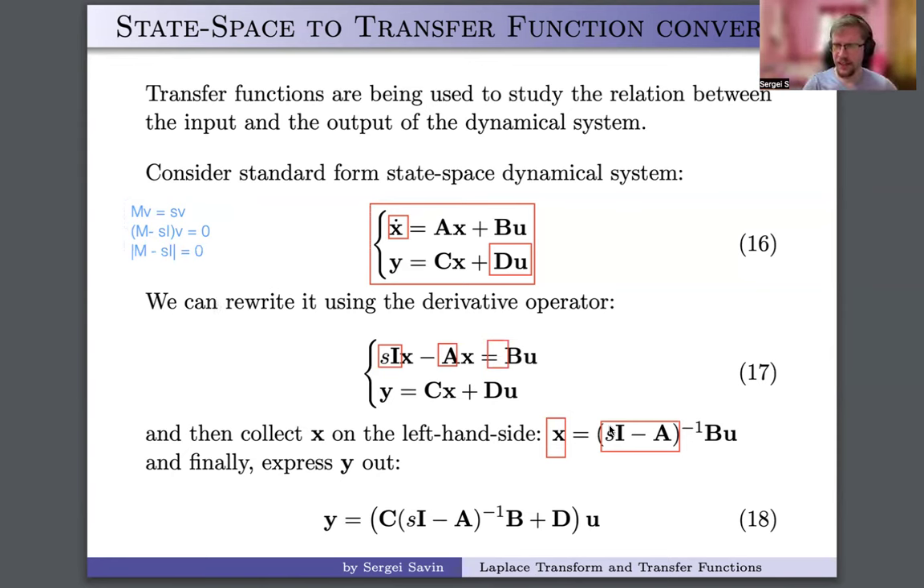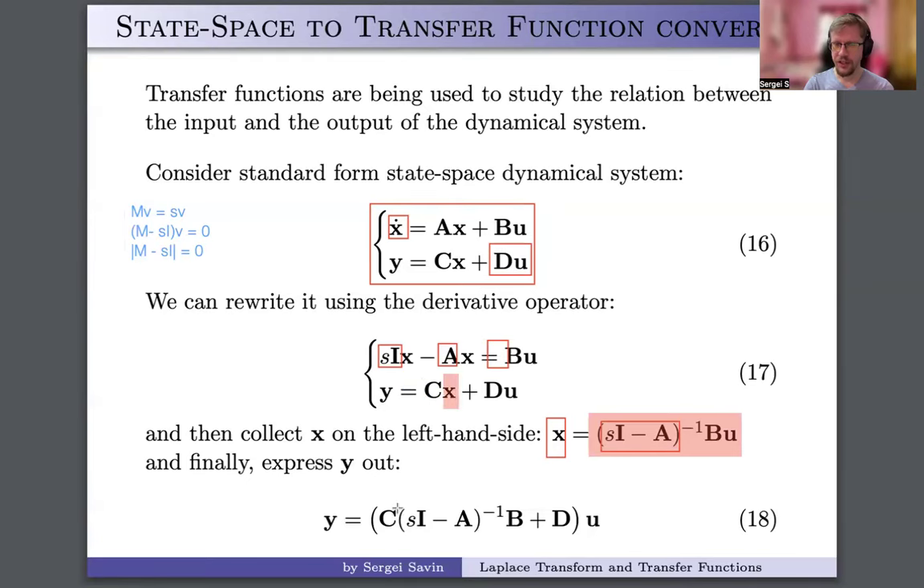So unless s is an eigenvalue of this matrix A, the matrix sI minus A will not have a degenerate determinant, so it will be invertible. Only if s happens to be an eigenvalue of A will it not be invertible. Okay. Is there a question? Okay. So we have this expression for X.